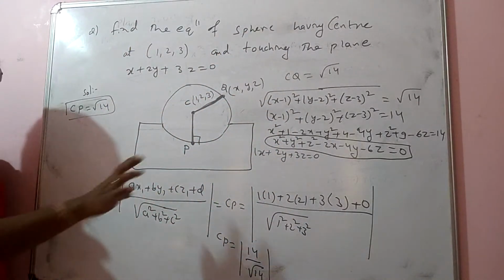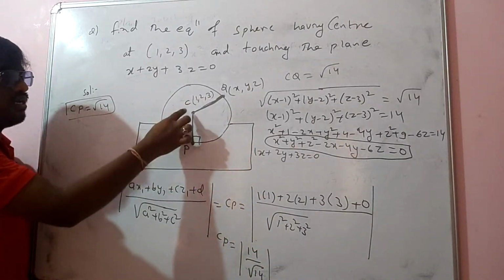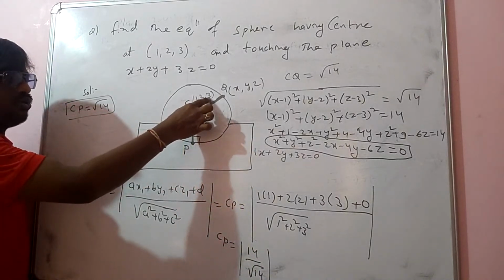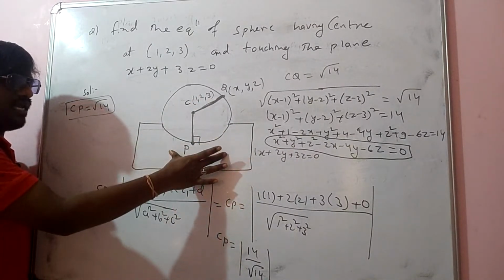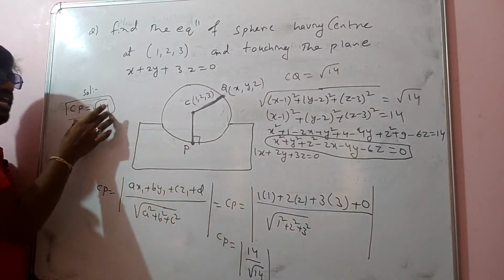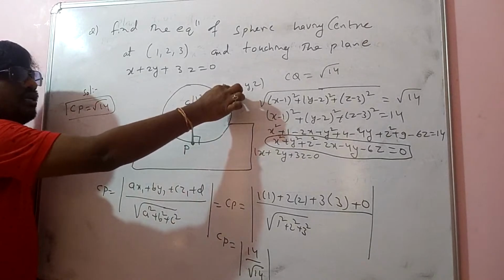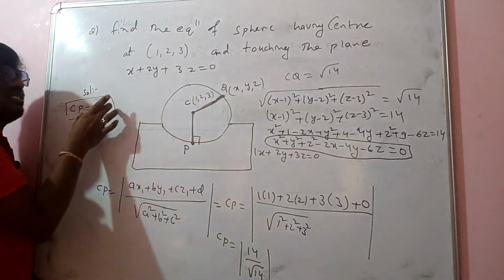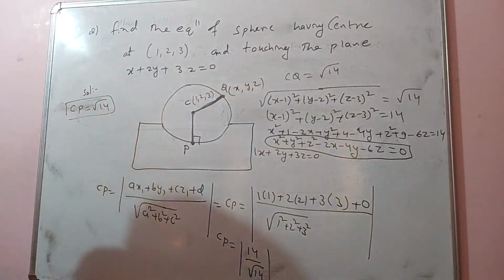What to do here? Just find the perpendicular distance from this point to the plane. The center of the sphere is (1, 2, 3). From the center, find the perpendicular distance to the plane. You are going to get the radius. Then take a general point on the sphere and find its distance to the center, and this distance is the same. Using this concept, you get the equation of the sphere.